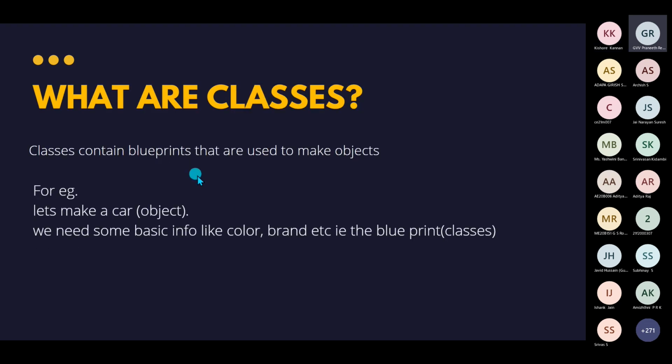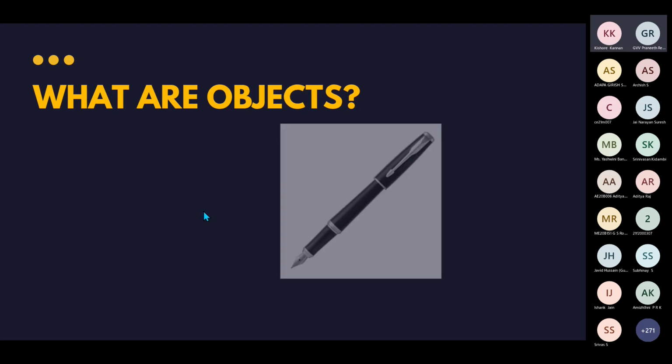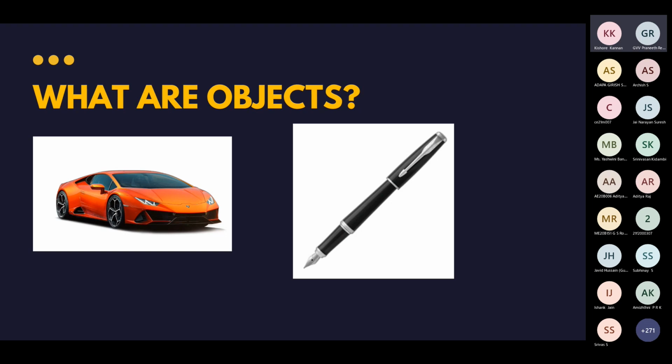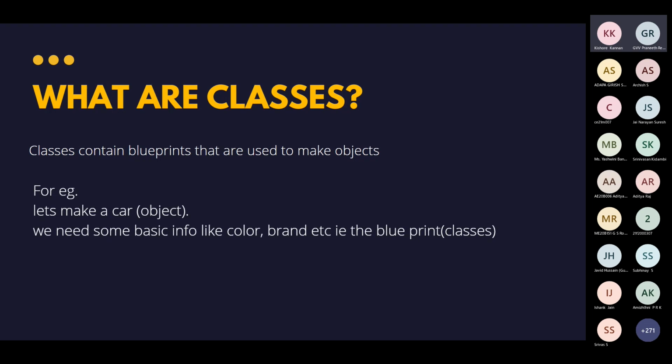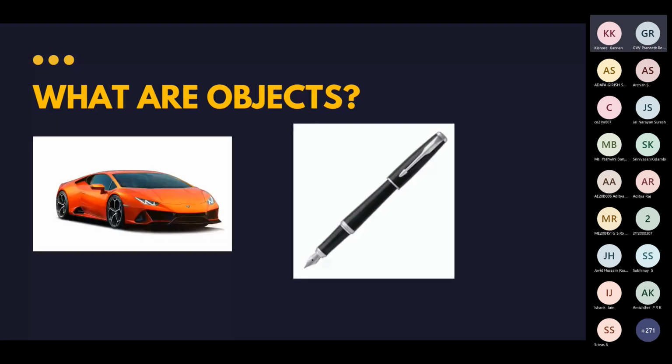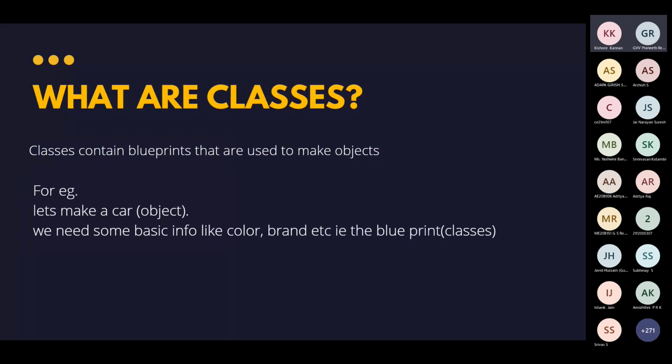Let's go to classes. So what are classes? Classes contain blueprints that are used to make objects. So for example, let's say we want to make a car object. Let's take this Lambo itself. If you want to make this Lambo, first we need to know the color, the engine that we use, the alloy that we are going to use, or the tires. So many things. Basically, we need to know the attributes. These colors, brand, and the materials that we use, they're all attributes. And we should also know what functions they should perform. If they should move, how they should move, and what all they should be able to do.